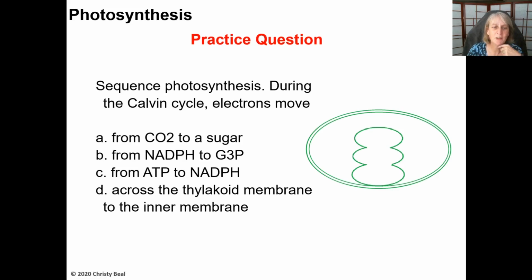So finally, a final practice question. I think we're going to have to spend some time during review, but I want you to sequence photosynthesis and then just answer the question: during the Calvin cycle, where do the electrons move? Do they go from carbon dioxide to sugar, from NADPH to G3P, from ATP to NADPH, or across the thylakoid membrane to the inner membrane? Notice this is A, B, C, D. Only one of these is correct. I really want you to think about where those electrons are flowing.